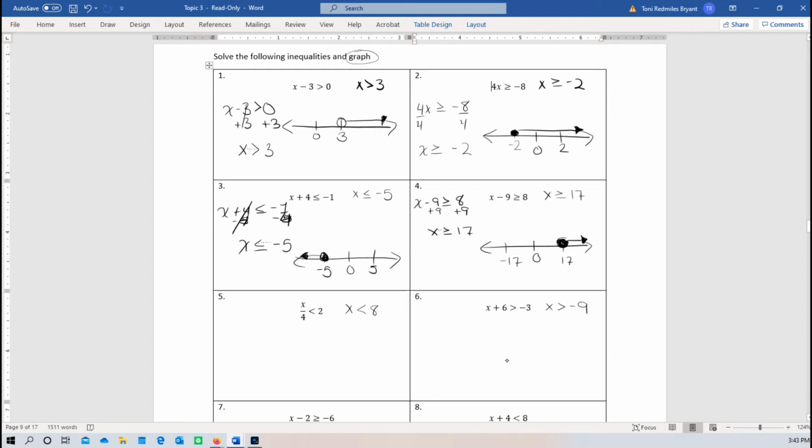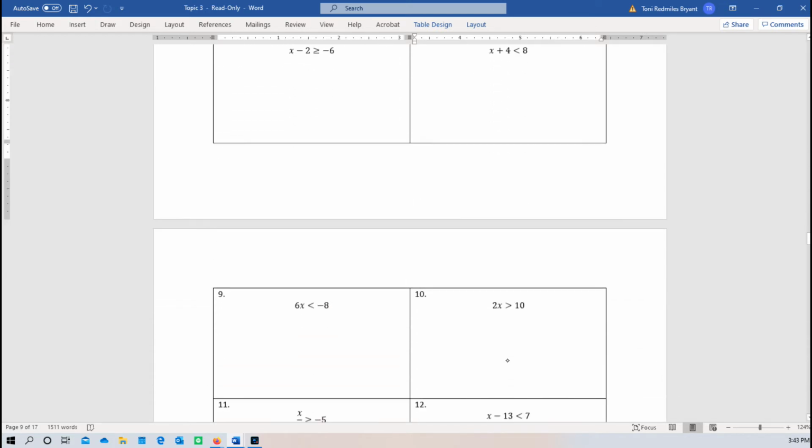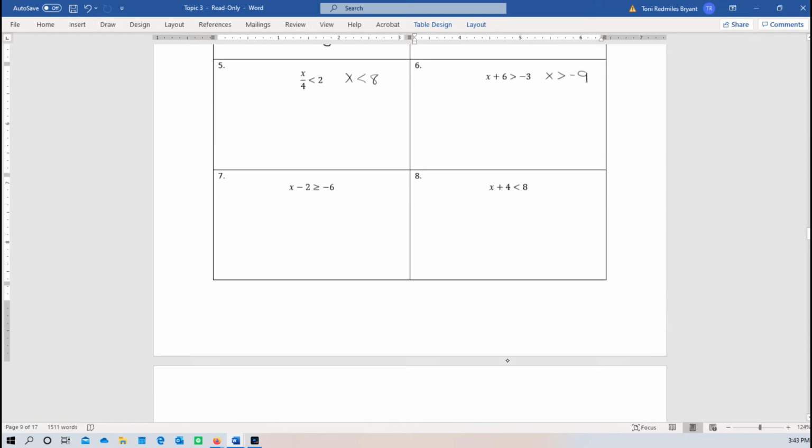All right, so two more, and then we'll do the next, actually, I don't know if we'll do the next 6. We'll probably do the next 4.